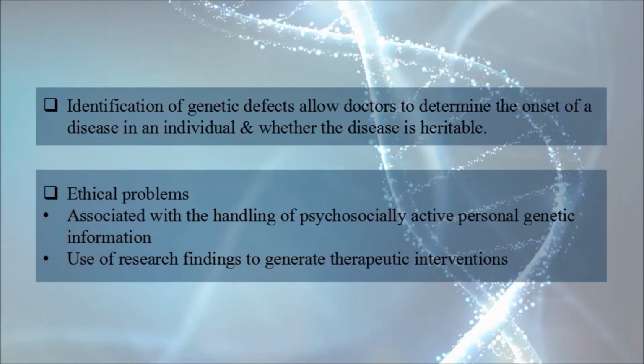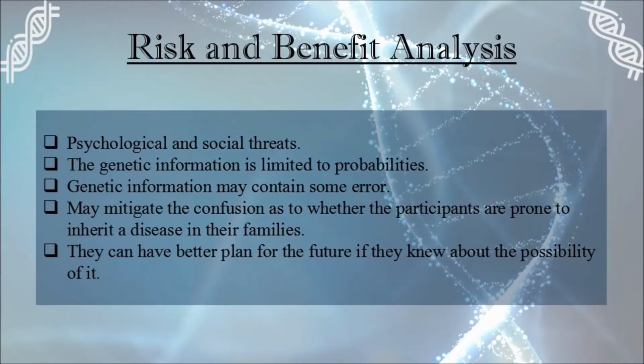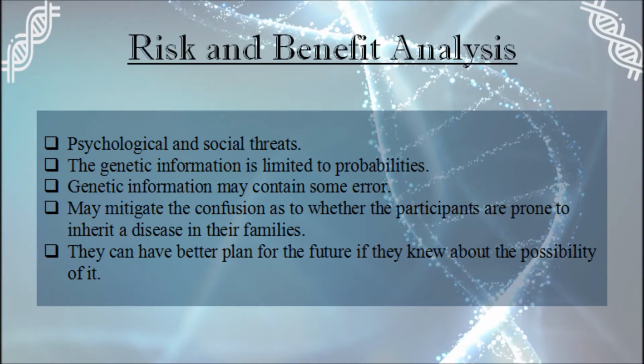The identification of genetic defects allow doctors to determine the onset of a disease in an individual and whether the disease is heritable. Some ethical problems concerning this study is that it is associated with the handling of psychosocially active personal genetic information and the use of research findings to generate therapeutic interventions. Some of the risks of this study is the psychological and social threats. Next, the genetic information is limited to probabilities and some of the information may also contain some error.